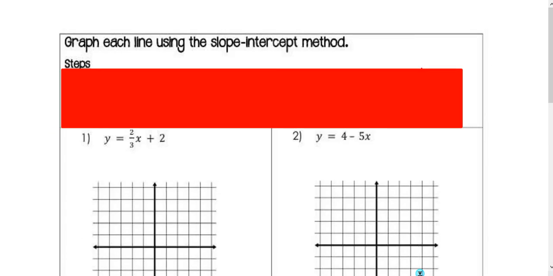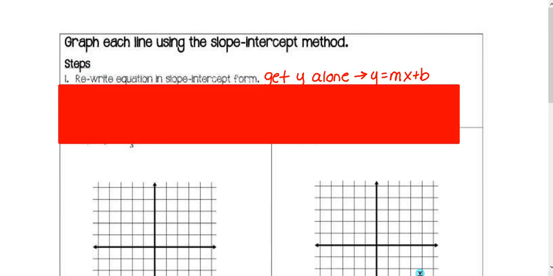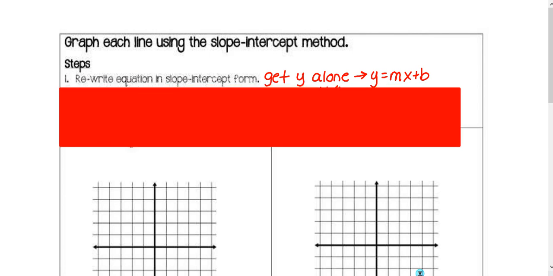And let's go through the steps for graphing before we actually complete the problems. So the steps for graphing. Step 1 is to rewrite your equation in slope-intercept form. This means that we need to get y alone, and just to remind ourselves, slope-intercept form is y equals mx plus b.